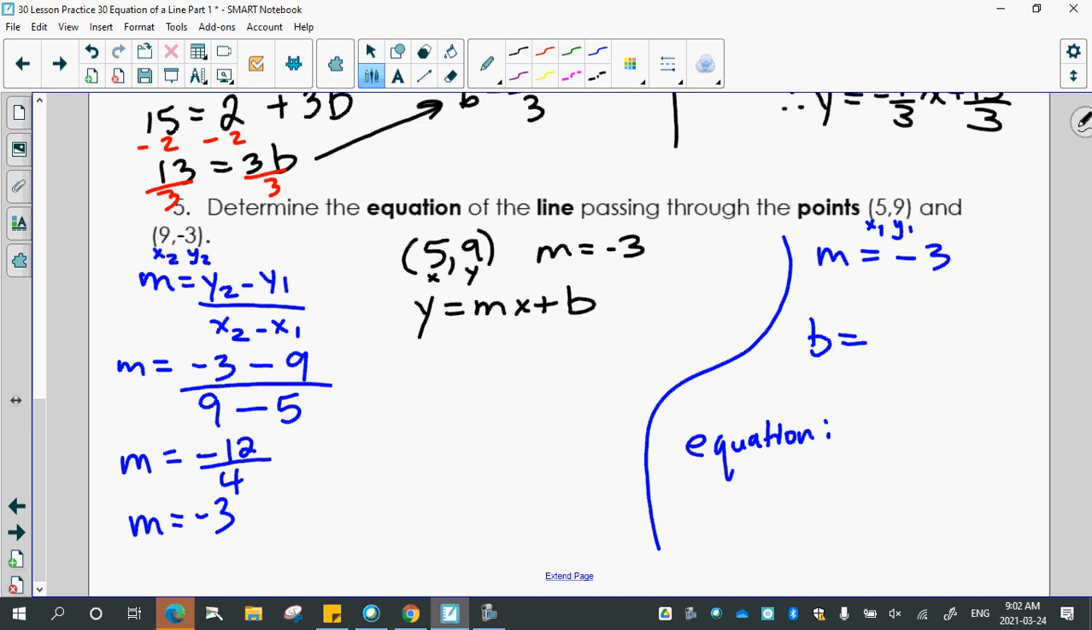Okay, same calculation again. So I'm going to replace y with 9. I'm going to replace m with negative 3. x with 5 using brackets, plus b.